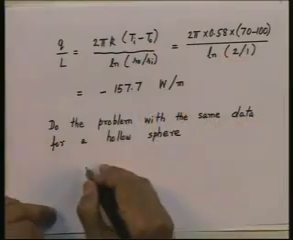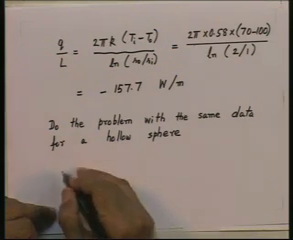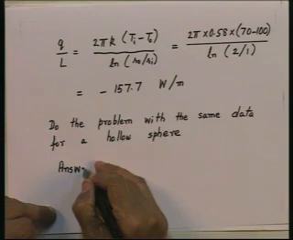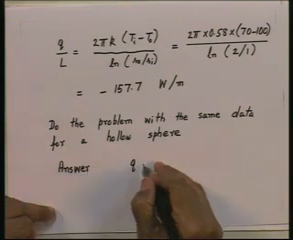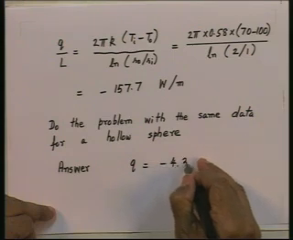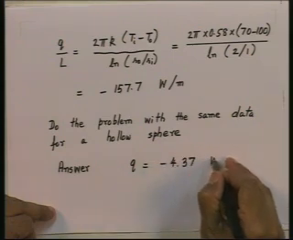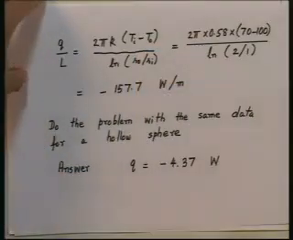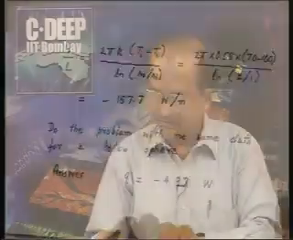What is Q? I want you to do this on your own. If you do this problem on your own, the answer you should get is Q is equal to minus 4.37 watts. So, please do this problem, which is an extension of what I just did, for a spherical situation. You should get this answer. Mind you, again the negative sign is because heat is flowing radially inwards. That is the reason for the negative sign.